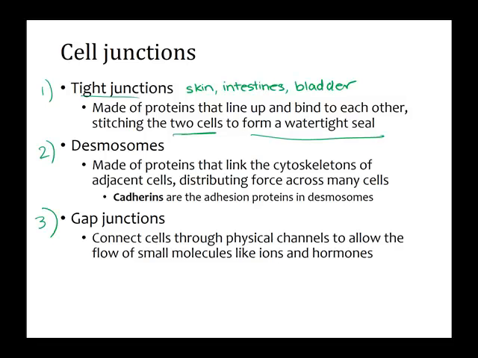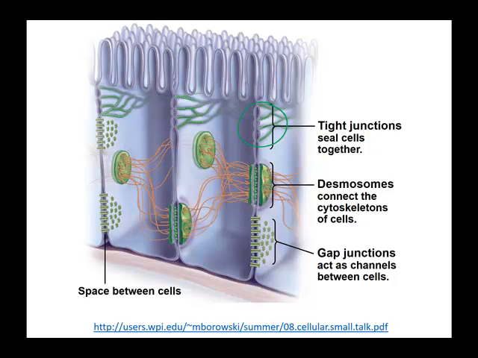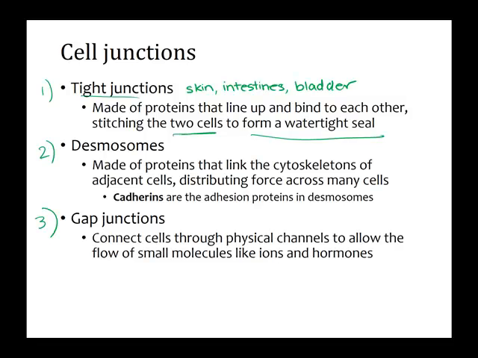Now some cells will not have tight junctions, but most do in some amount, and the ones that we listed, skin, intestines, and bladder, really have a lot of them. And tight junctions are made of proteins. Again, each little green ball that we see here is actually an individual protein subunit. And those proteins line up with each other and stick to each other. They bind together.